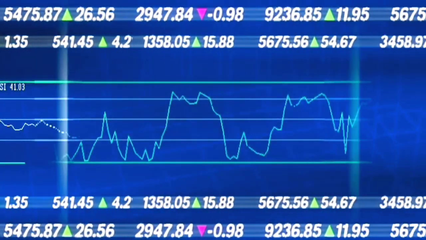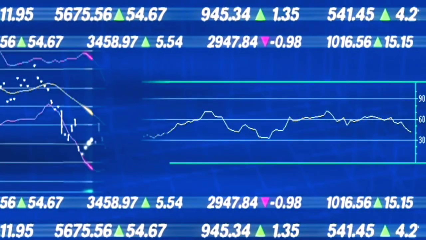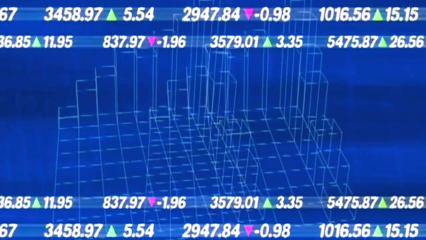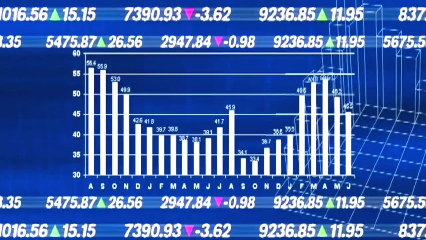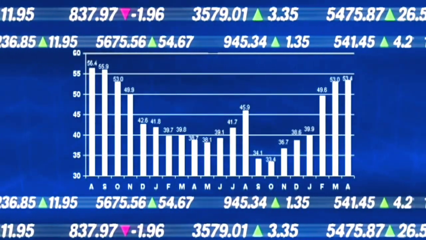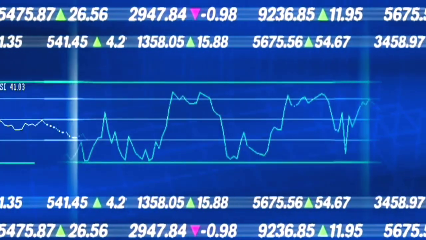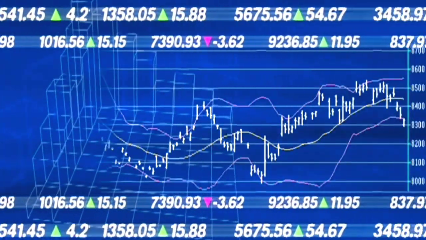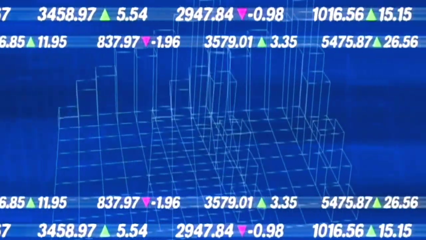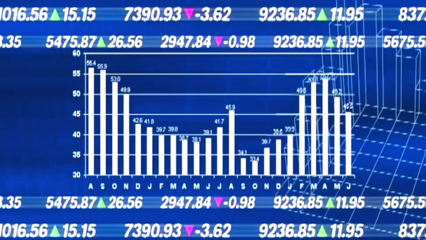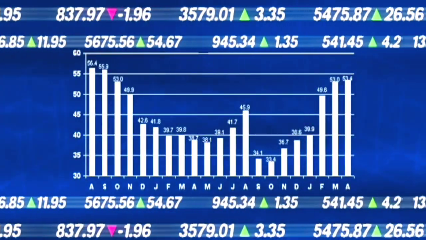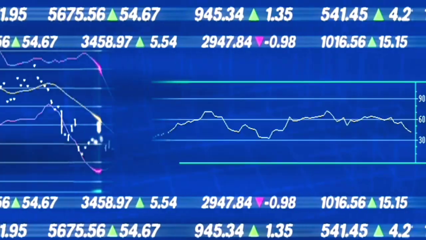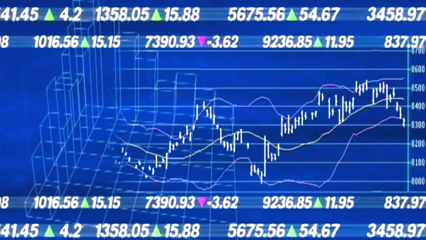Why position sizing is everything. Welcome, traders. Let's start with a fundamental truth. Trading is not about being right. It's about managing risk when you're wrong. Your goal is not to make $1 million on one trade. Your goal is to survive, to stay in the game long enough for your edge to play out. And the single most important tool for survival is position sizing.